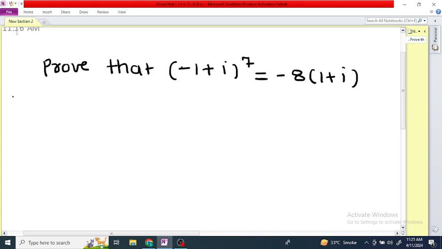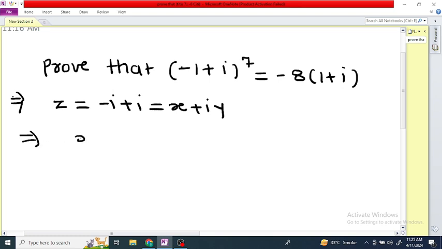Prove that (-1 + i)^7 is equal to -8 times (1 + i). So to prove this equality, first of all we write the given complex number z = -1 + i. We compare with x + iy. So if you compare here, you will get x = -1 and y = 1.